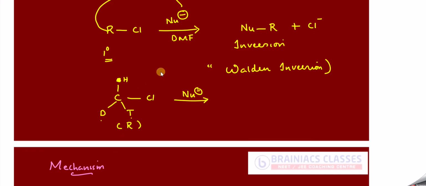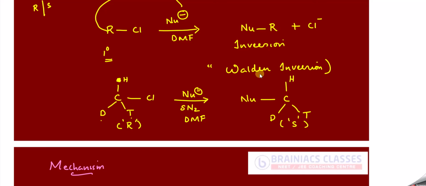We know that a chiral compound can be represented as either R configuration or S configuration. So suppose it is R configuration. After the SN2 mechanism, the nucleophile will come from the backside and attack, and you will get a compound like Nu-C-D-T with hydrogen here. So the configuration has changed. This will become S configuration. That is, inversion has happened. So please remember, after the SN2 mechanism, there will be Walden inversion if the compound is chiral in nature. So this is the stereochemistry.